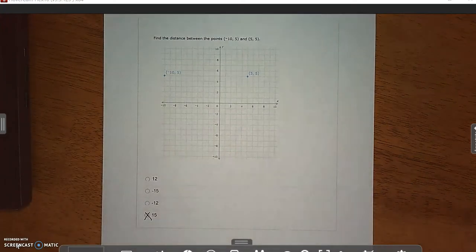All right, so that is this quiz. If you have any questions, this is the practice quiz. If you have any questions before you take the actual quiz, please make sure that you message your teacher.